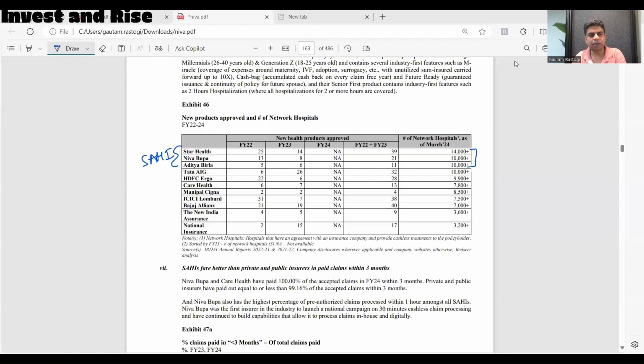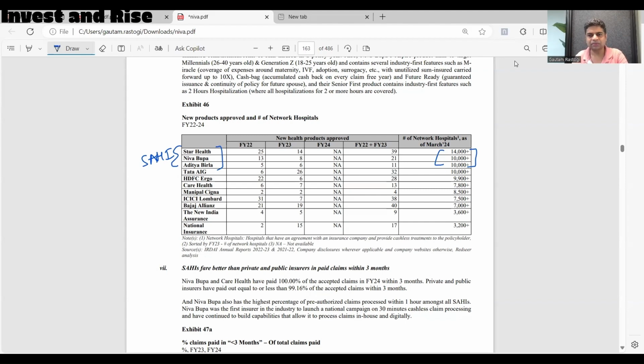Another interesting aspect about these standalone health insurers is the number of network hospitals they are in. Look at the number of hospitals and compare it with other insurers. These standalone health insurers are present in every nook and corner of the country. They have a wide distribution. So they have better access to customers, and customers are more likely to get policies from these Sahi insurers.